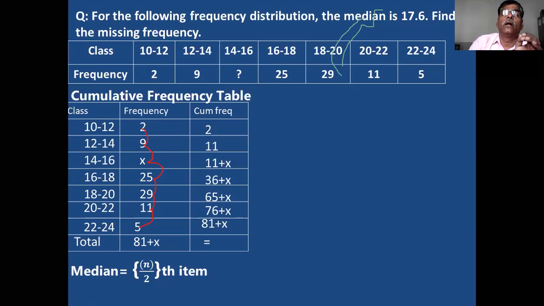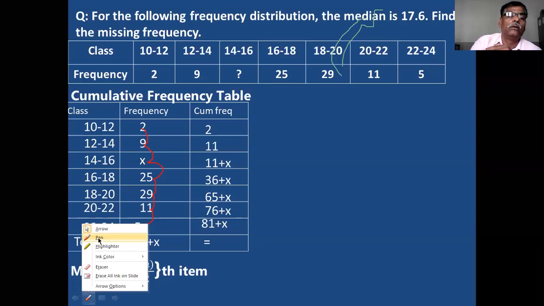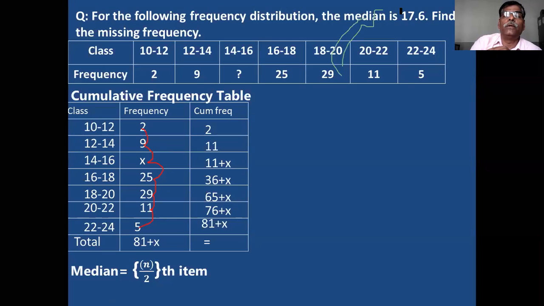Therefore, in which class does 17.6 come? You see the classes 14 to 15, 16 to 18. That 17.6 is in between 16 and 18. This 16 to 18 class is called the median class. You block this as the median class. The median class is fixed on the basis of the median.